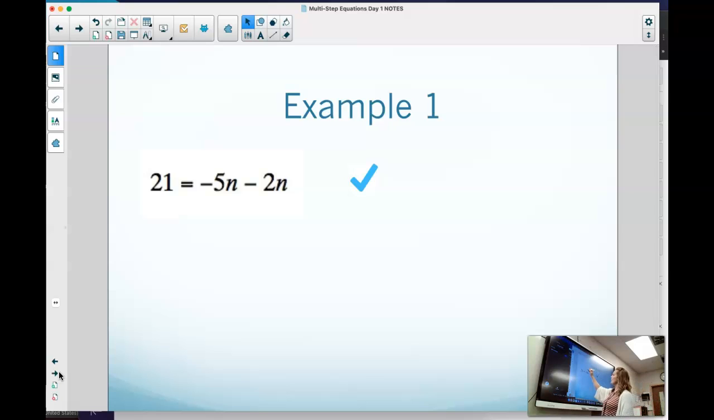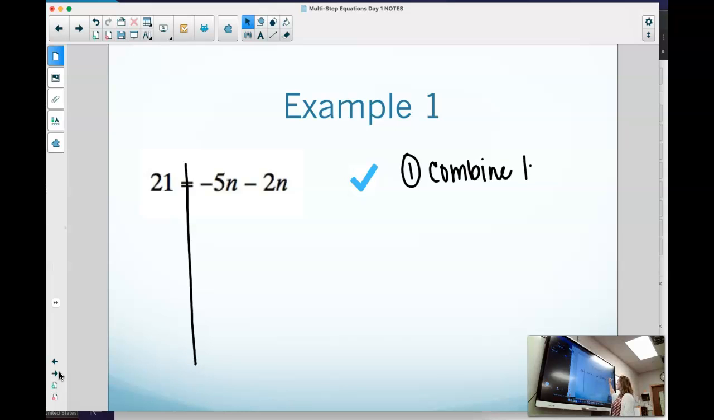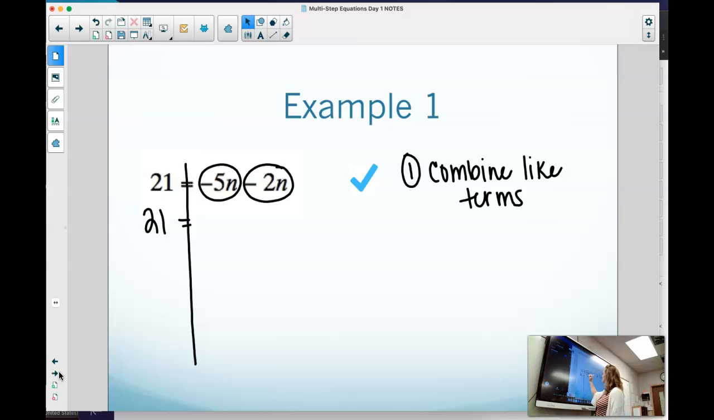So on this one, no matter what, we are still going to start by drawing a line, okay? The first step is to combine like terms, okay? So when I look at the left side of this equation, there's nothing to combine. That is just 21. On the right side, I notice that I can put negative 5n and a negative 2n together. So that's negative 7n. Okay, so I've combined my like terms.